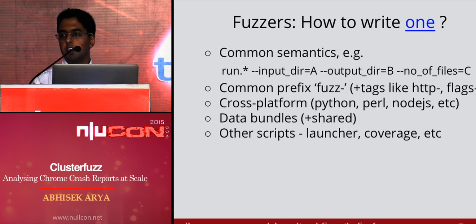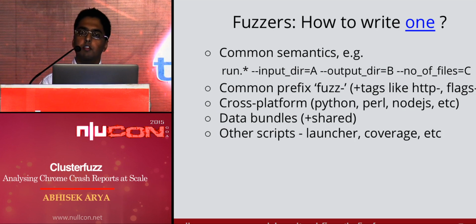Things like which is the input directory to get the existing test cases from, to mutate. The second is which output directory we should put the fuzzed test cases in. How many files we have to process for a run. So things like that.